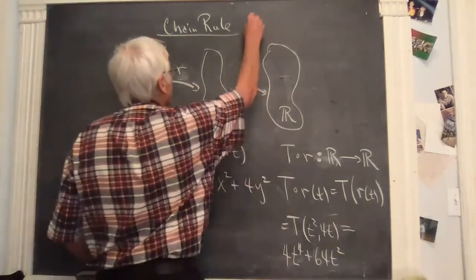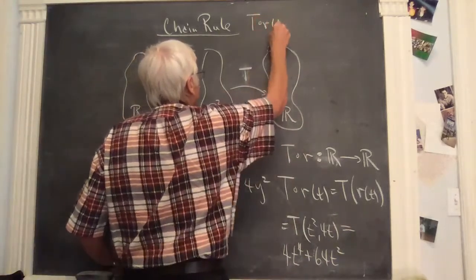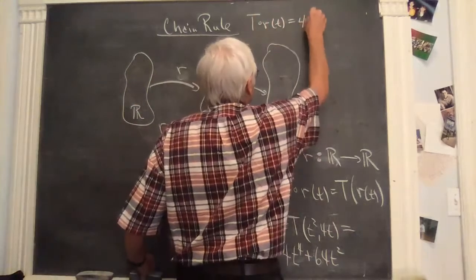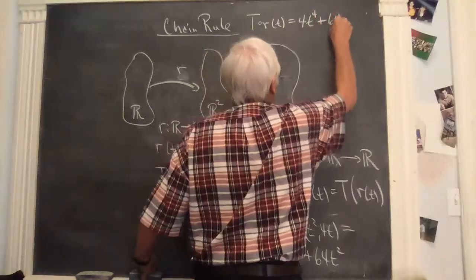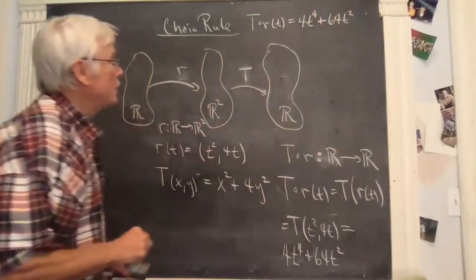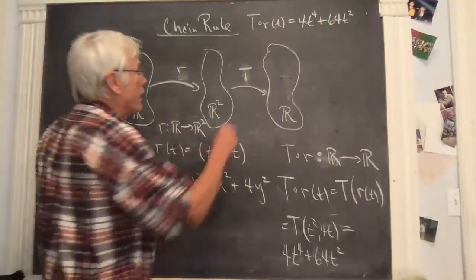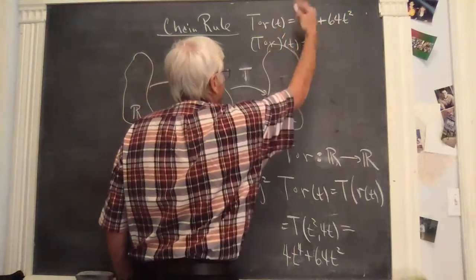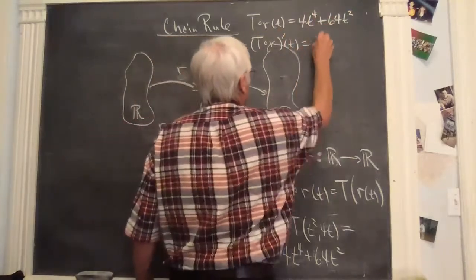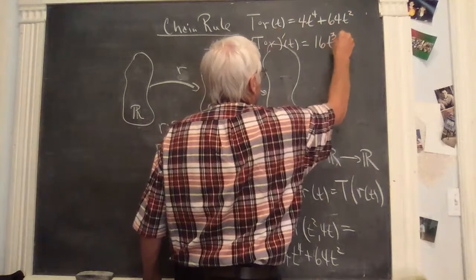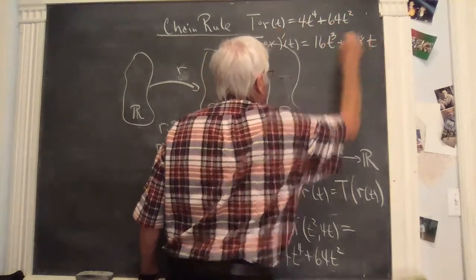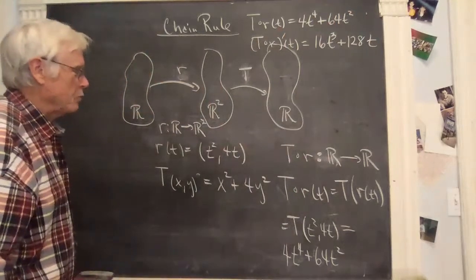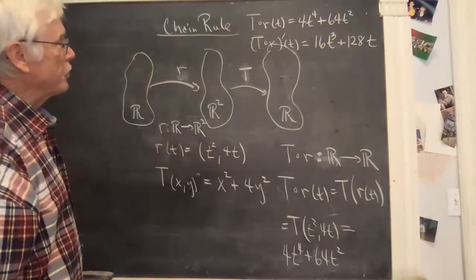I'll put it up here somewhere. T composed with R of T is equal to 4t to the 4th plus 64t squared. We're going to be interested in taking the derivative of that. The derivative of T composed with R of T, and this is just a calculus formula, is 16t cubed plus 128t. I messed it up on the first version of this video, but I'm not going to tell anybody. But anyway, this is the derivative.